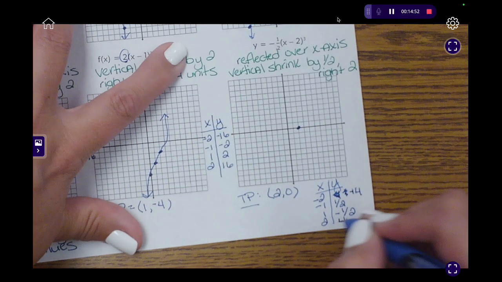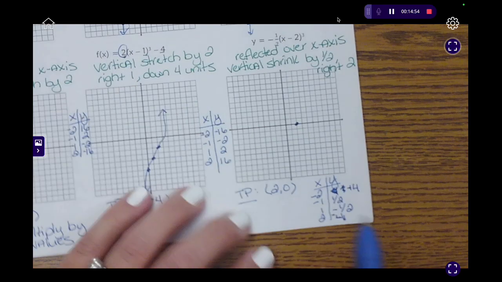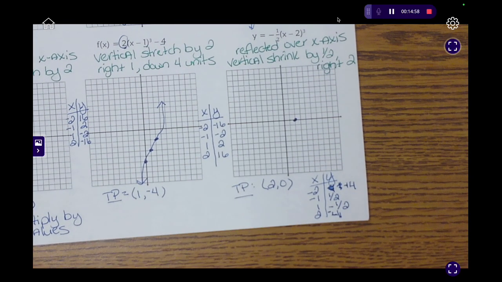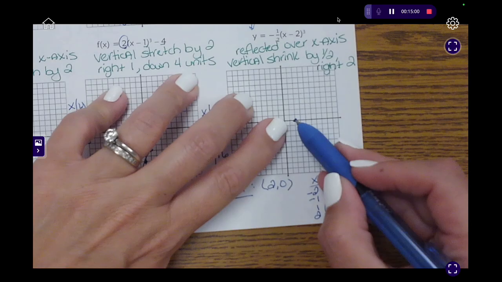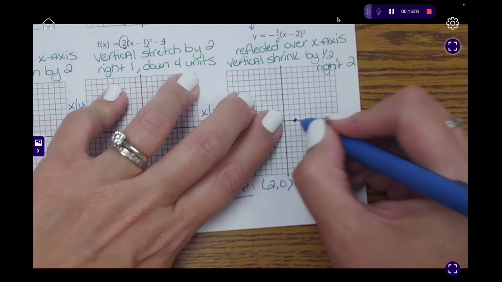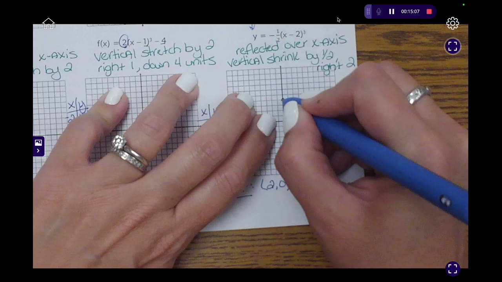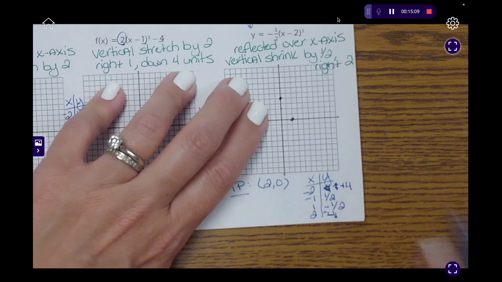Actually, positive, negative. I'm struggling today. Okay, so I multiplied all my y values by that -1/2. From here, I'm going to go over 2 to the left and then up 4, because remember, this is a reflection, so it is going to be going in the opposite direction.